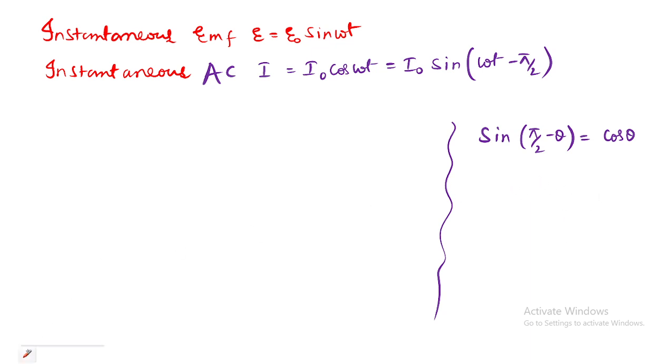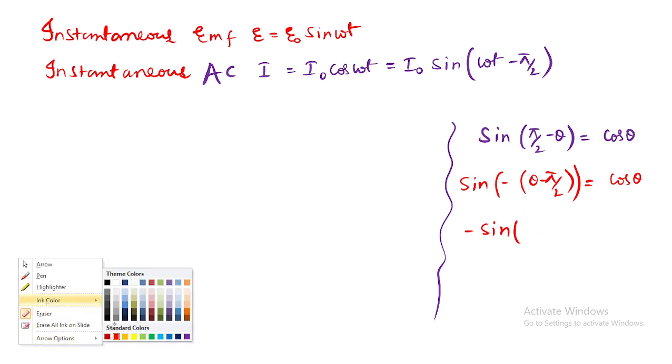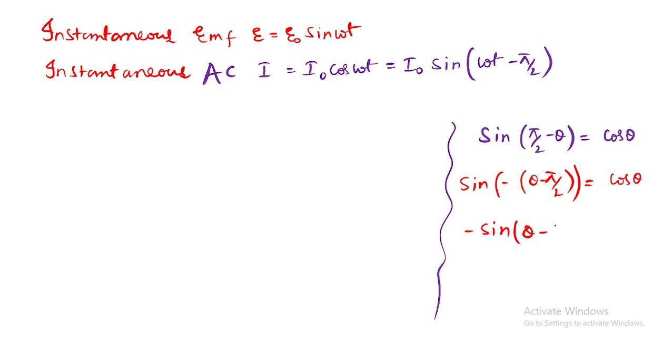If you are okay with it, I can do that, or else I can follow another method, like sine of, can I take minus common here, theta minus pi by 2, which is equal to cos theta, which we have already. Because sine of minus theta will be minus sine theta, so taking the minus outside, it will be theta minus pi by 2, which is equal to cos theta. Can I write like that?